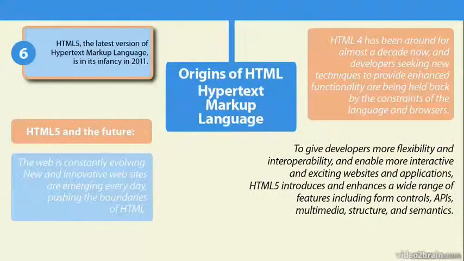The World Wide Web Consortium meets regularly to discuss and set standards for One Web, which includes desktop, mobile, and print. HTML5, the latest version of hypertext markup language, is still in its infancy here today in 2011. HTML4 has been around for almost a decade now, and developers seeking new techniques to provide enhanced functionality are being held back by the constraint of language and browsers. So to give developers more flexibility and interoperability, and enable more interactive and exciting websites and applications to be created, HTML5 introduces and enhances a wide range of features, including form controls, APIs, multimedia, structure, and semantics.